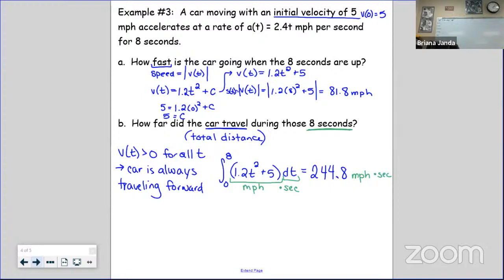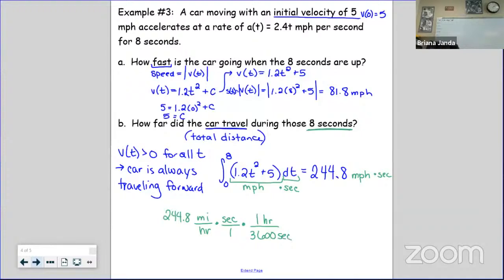And that's where it gets a little bit ugly on this one. So let's see if we can convert this a little bit here. 244.8 miles per hour times seconds. So if I do a little bit of dimensional analysis here, so that we have the same units, we kind of need to look at the relationship between seconds and hours. And I know that in 1 hour, there are 3,600 seconds, 60 seconds in a minute, 60 minutes in an hour.